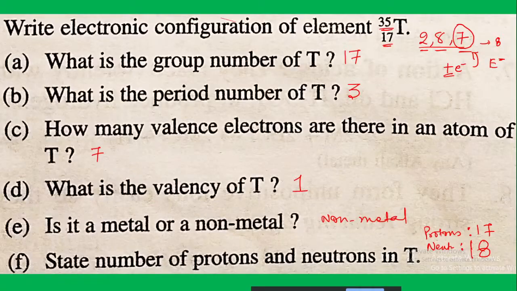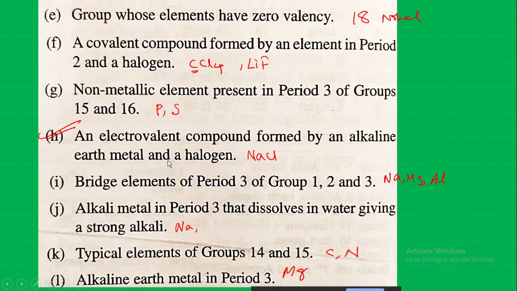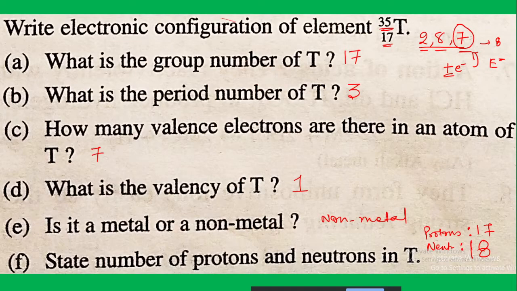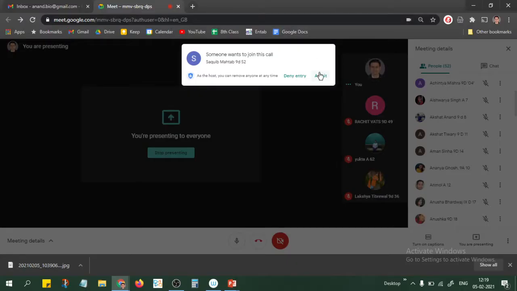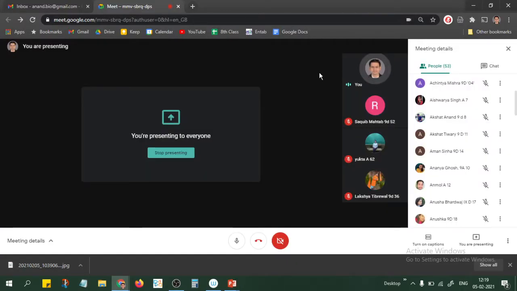Okay, so in yesterday's class we solved some questions from the periodic table chapter. Today we will continue to revise this chapter. We will summarize some basic points and then we will do some questions.